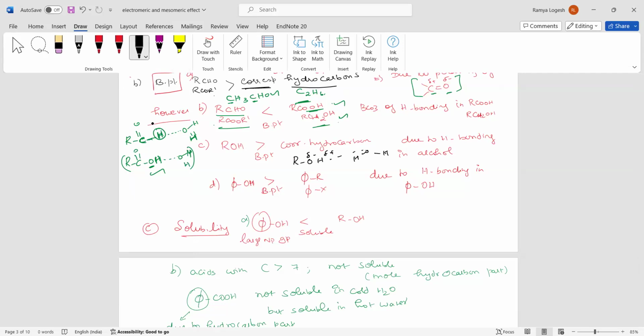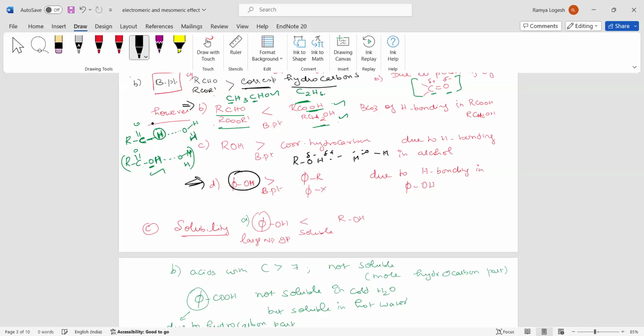Going for the next one, phenol versus alkyl halides. Here you have the possibility of forming hydrogen bonding, so therefore its boiling point is more. So number one, you will be made to compare molecules which have the possibility of forming hydrogen bonding and which do not have the possibility at all to form hydrogen bonding. Like this case, the possibility is there.